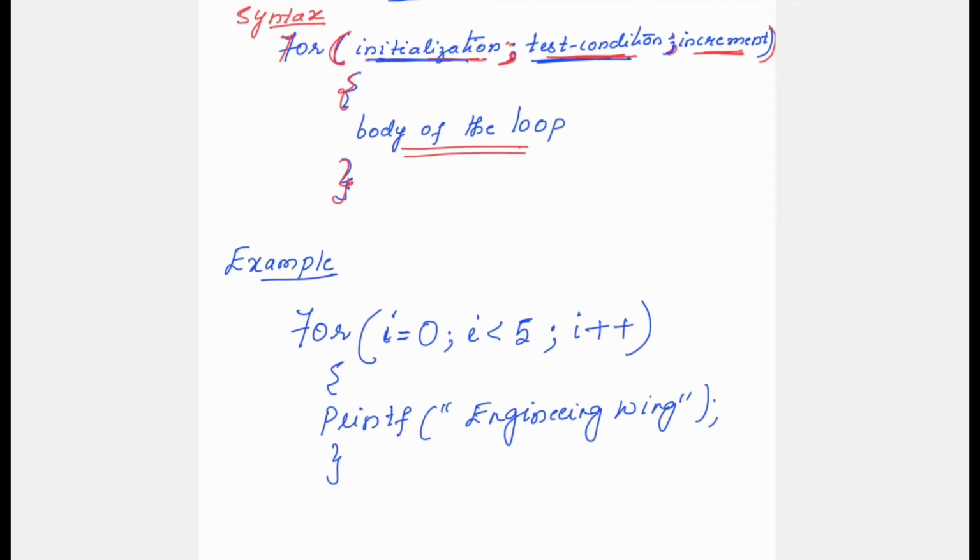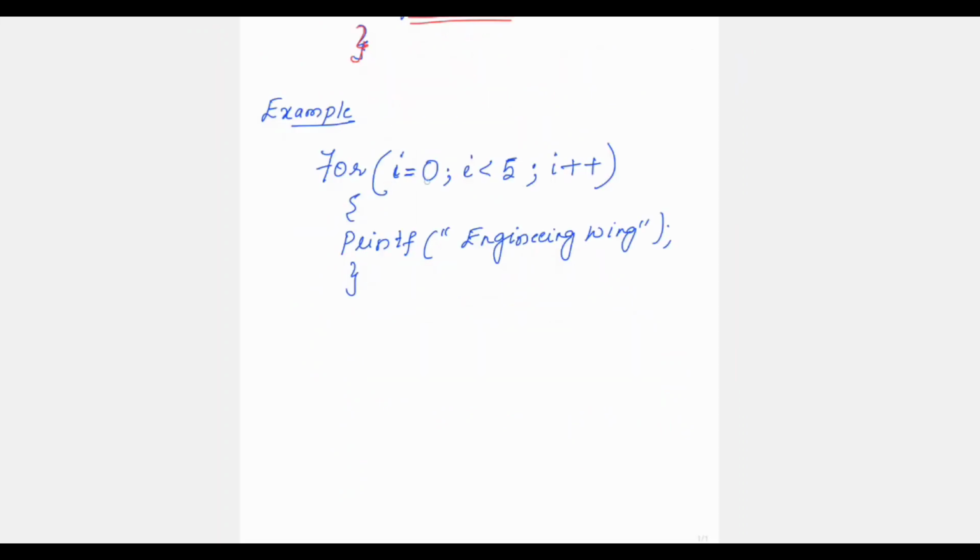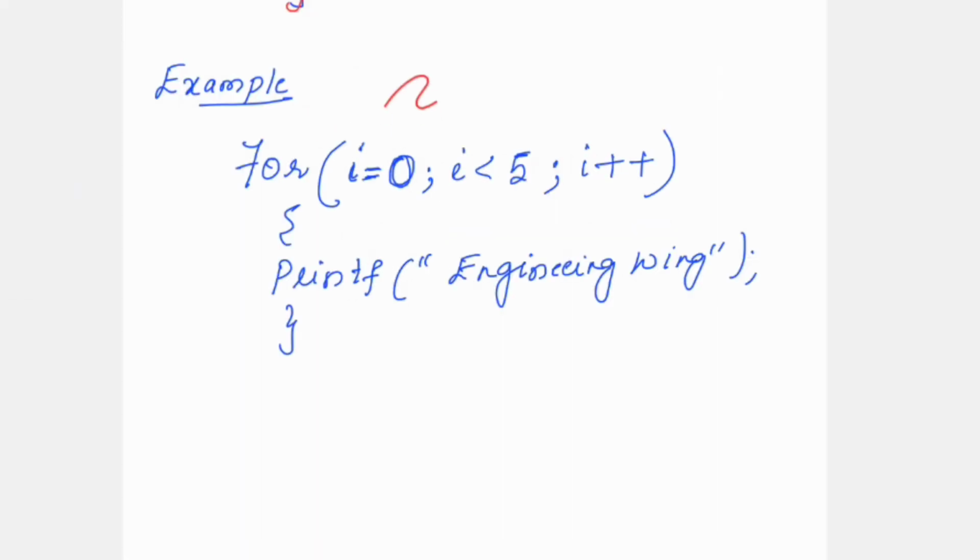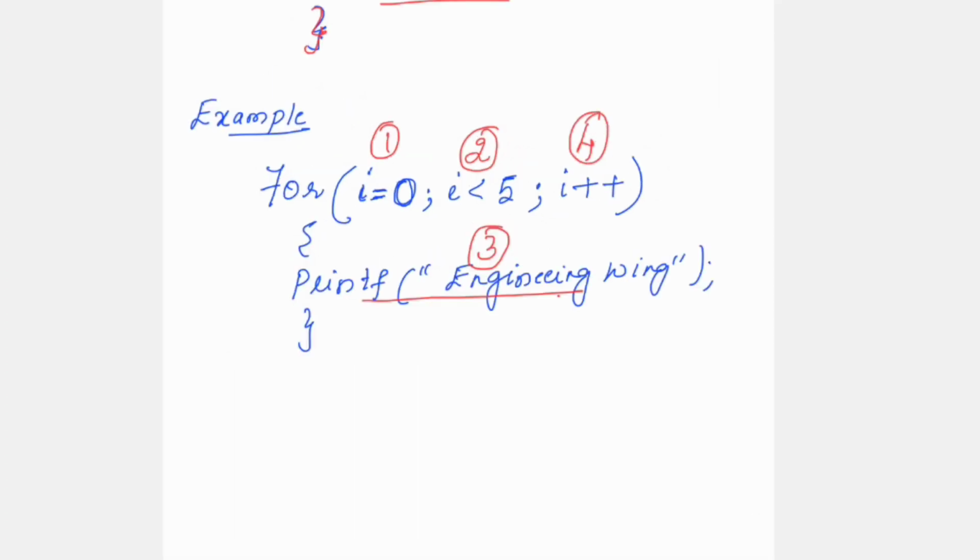Now how will this program get executed? See, first is I equal to 0, initialization. Normally this initialization statement will get executed first. So I'll number this. Then the condition is tested. If the condition is true, whatever is there inside the body of the for loop will get executed. Then the increment operation happens. So this is the sequence: first initialization, second test condition, third body of the loop, fourth updating the variable. So this is the sequence followed.